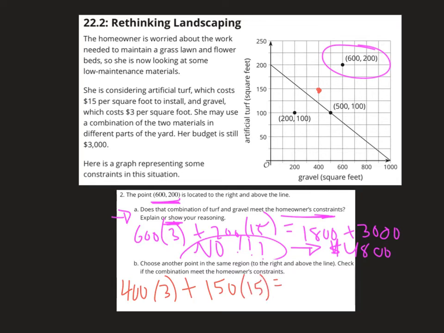That's going to yield us $1,200 for the gravel, and then another $2,250 for the turf is going to yield us $3,450, right? So another resounding no, right? That does not meet the constraints. In fact, anything above this line is not going to meet our constraints.